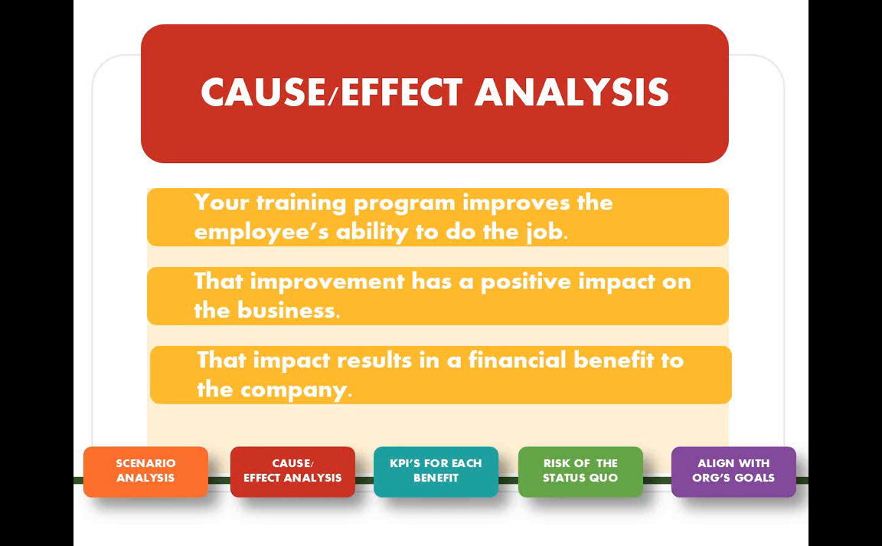Okay? So it's three pieces. Training program must improve your employees' abilities to do the job. In other words, we have to improve capacity to perform, improve performance. That improvement must positively impact the business, and that impact must have a financial benefit. It's those three steps. 1, 2, 3. Do not skip one. Okay? Make sure that you have all three in place.